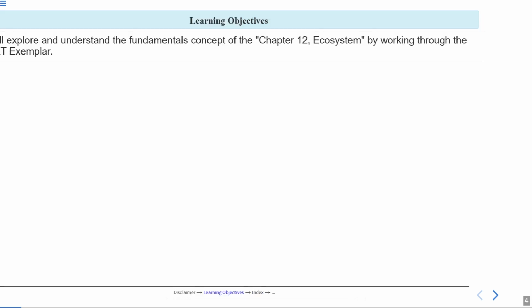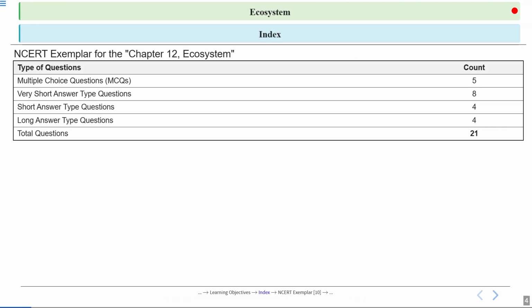So let's understand the objectives of today's session. Today we will be understanding the basic concepts related to the chapter ecosystem. These questions are based on some concepts. We'll discuss these concepts by discussing NCERT exemplar questions. These questions have been divided into the following categories: multiple choice questions, very short answer type questions, short answer type questions, and long answer type questions.